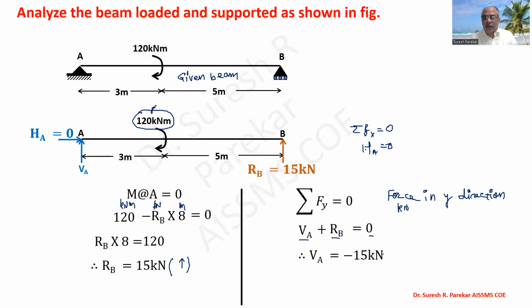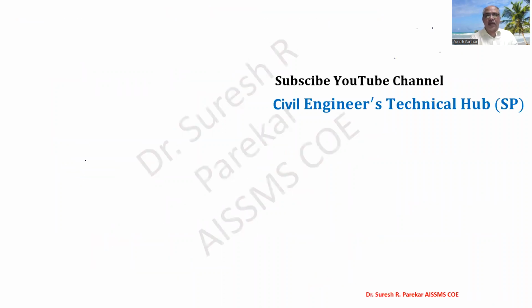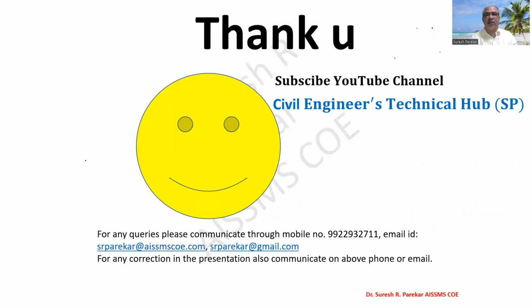As it is minus, we had considered it in the upward direction. A negative value means VA is 15 kilonewton and downward. So we have to show VA 15 kilonewton in the downward direction. Whatever sign you have shown first, you have to circle it and show the correct sign. Do not rub out the sign, keep it, but circle it and show the correct direction. Likewise, we have to solve the problems related to beams. Now we will stop here only. Thank you.